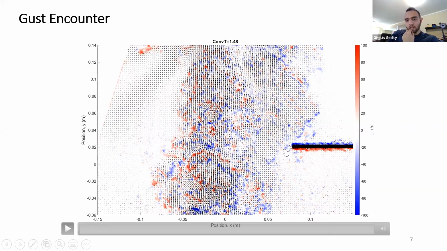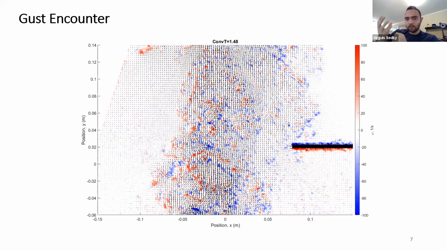So in this video, I'll show you, again, the same thing, a wing encountering the gust. I think it's also the same case where the velocity vectors are shown with black arrows, and the colors red and blue are vorticity contours. Blue is, I think, negative vorticity, and red is positive vorticity. Vorticity is essentially just a measure of flow circulation. If vorticity is positive, then you have anti-clockwise rotation. So the sign of the vorticity measures the direction of rotation of the flow.